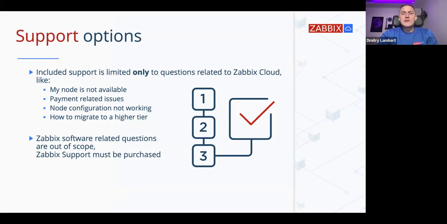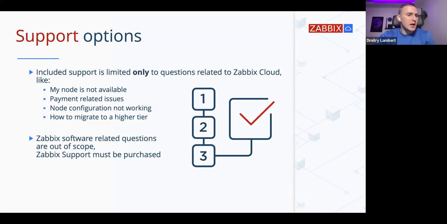The support that you can get in the Zabbix Cloud is not the same as what you can get if you purchase the commercial support service, the one that you can find at zabbix.com/services. Choose enterprise, gold, global, whatever else. In the platform support, the questions we want to cover are, for example, my node is not available. I've created a node just now and it doesn't work. I cannot access my front end. That is included in the support of the Zabbix Cloud.